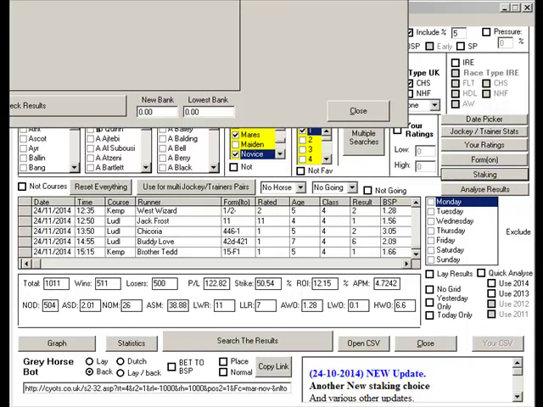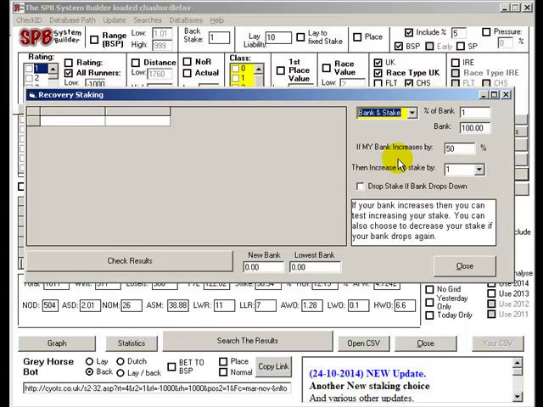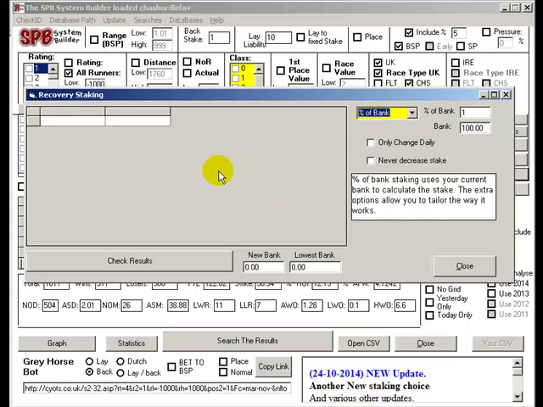Now staking is obviously very important, whether you're using 1% of the bank or increasing your bank by a certain amount every so often when your bank increases, that sort of thing. So we have some options, and we can test those options when we combine the systems. So let's go for 1% of the bank first of all, and we'll check those results.